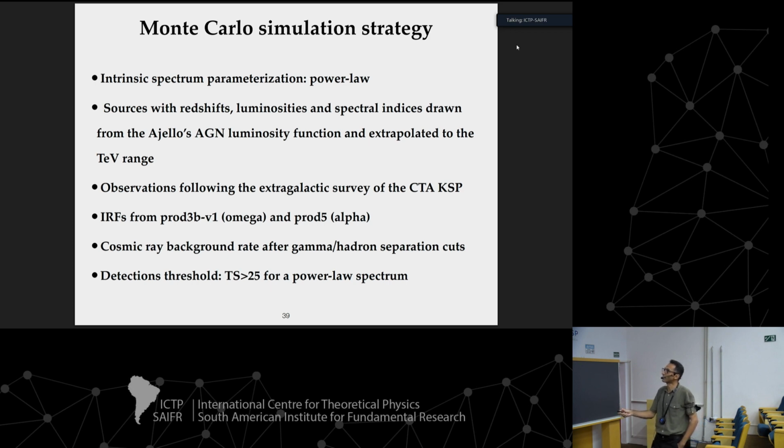We're going to use some instrument response functions here. This is a more technical detail. Then a cosmic ray background will be included also, consistent with these instrument response functions. And then we're going to count how many blazars will be clearly seen by CTA. What I mean by clearly seen, from the statistical point of view, is that we want to keep only those sources that are at least 5 sigma in detection, okay, clearly above the background.